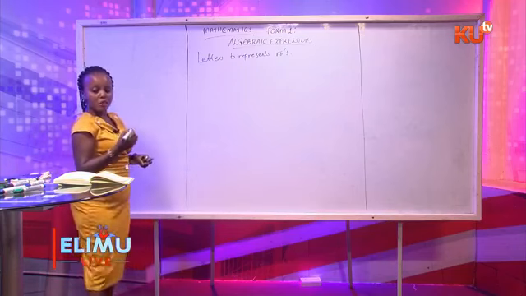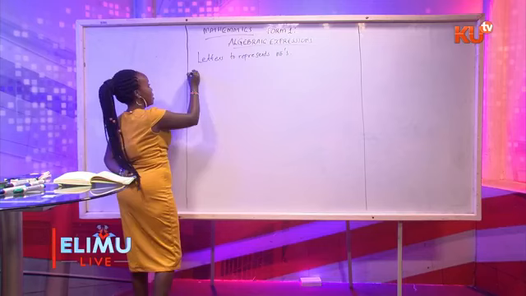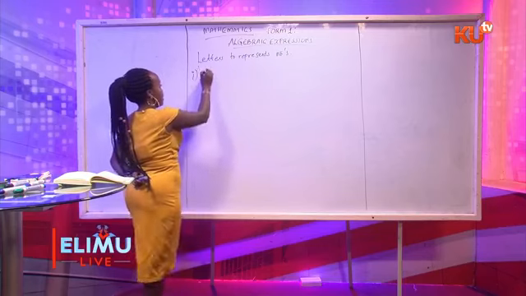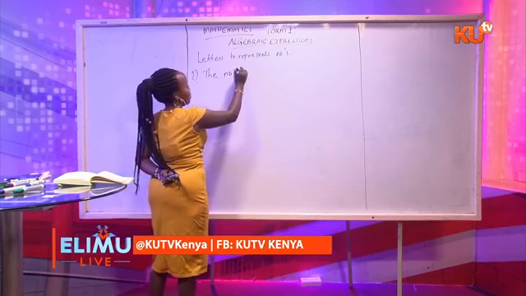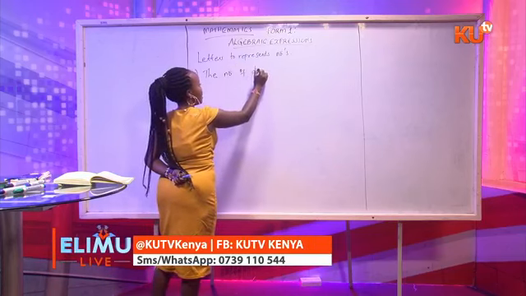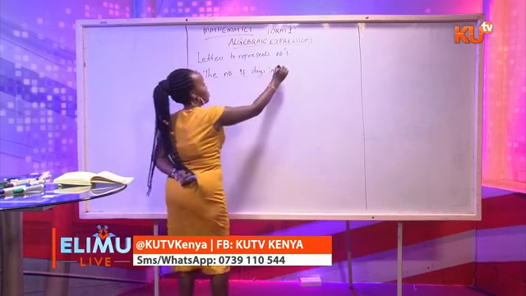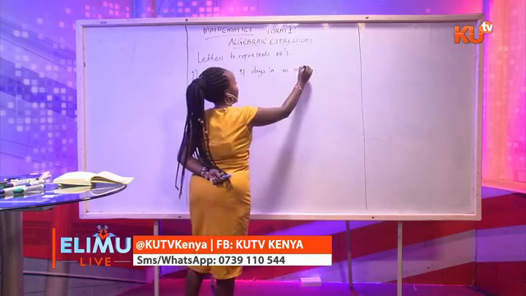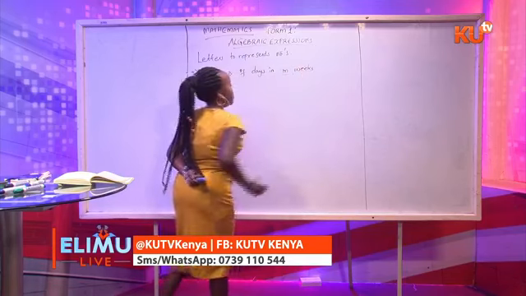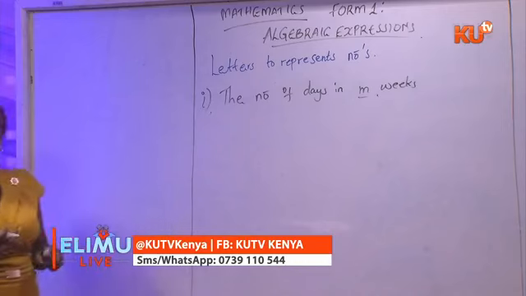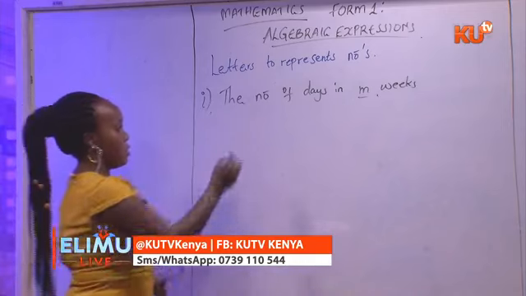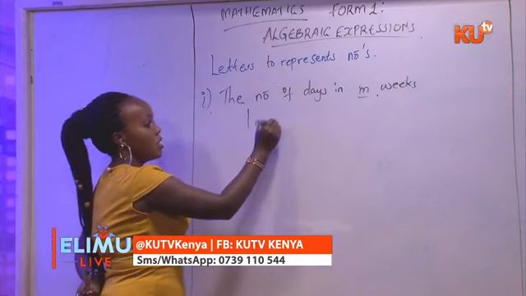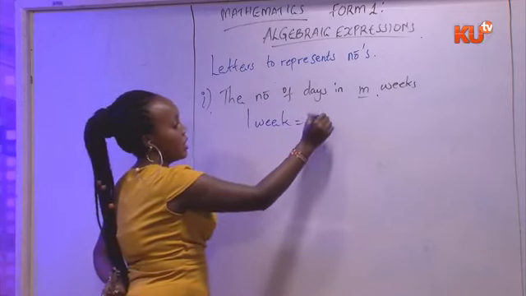The first statement is the number of days in M weeks. So you are told to represent the number of days in M weeks. So we have M weeks, whereby M is representing a certain number that we don't know. But we know that in 1 week we have 7 days.